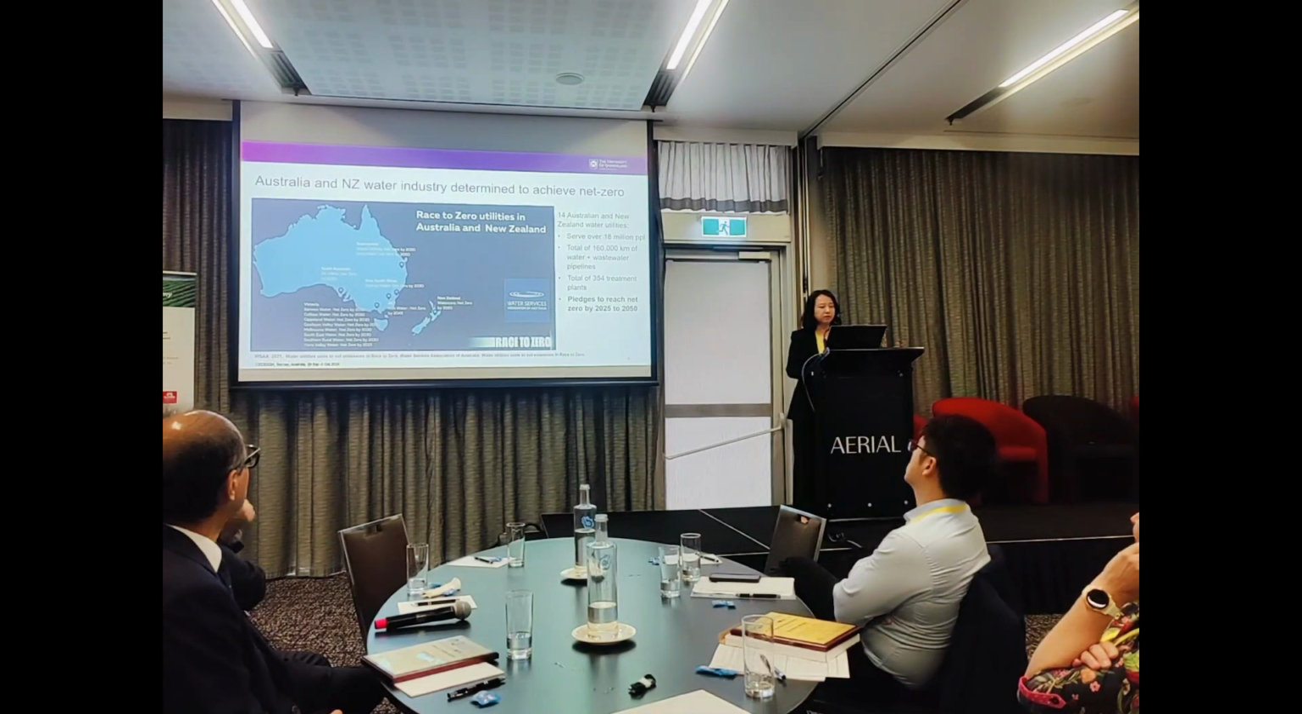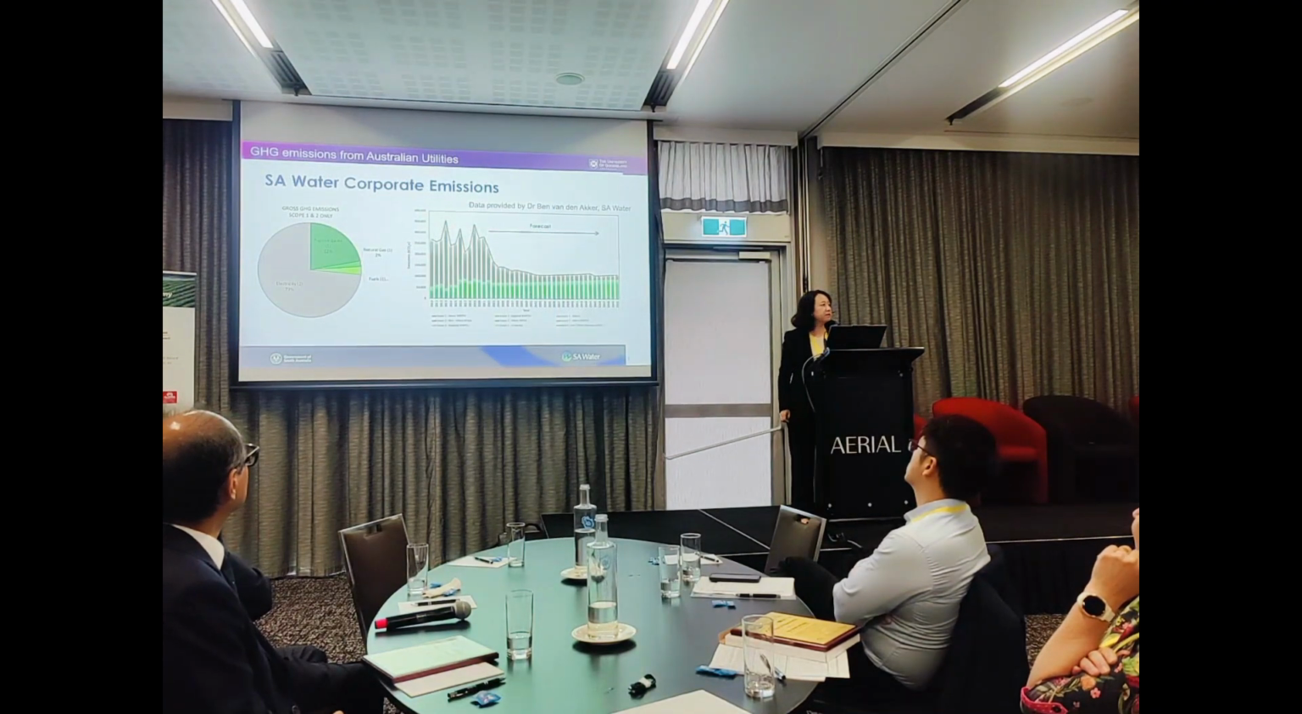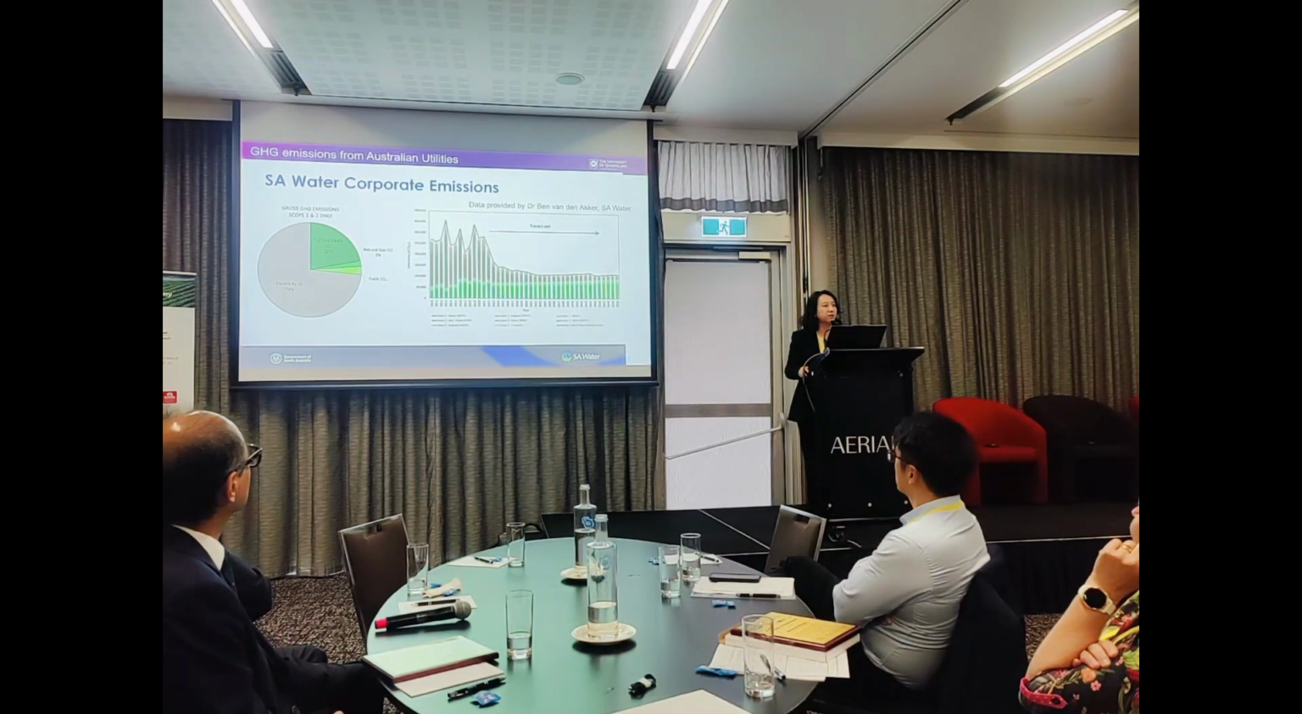All right, so let's have a look at the Australian utilities' Race to Zero and how the journey looks. This example is from SA Water. They have quantified, using the National Greenhouse Gas Carbon Accounting Guidelines, we call it NGER, to estimate the general Scope 1 and Scope 2 emissions.